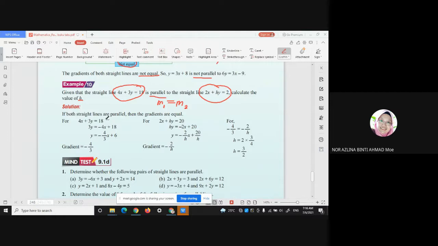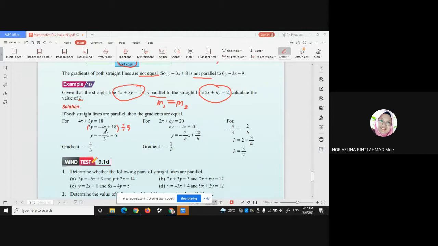Same method as the previous example. So we bring 4x to the right hand side, becoming 3y equals negative 4x plus 18. So y equals negative 4 over 3 x plus 6, because all terms we divide by 3. 3y divided by 3 becomes y. So we get y equals negative 4 over 3 x plus 6.